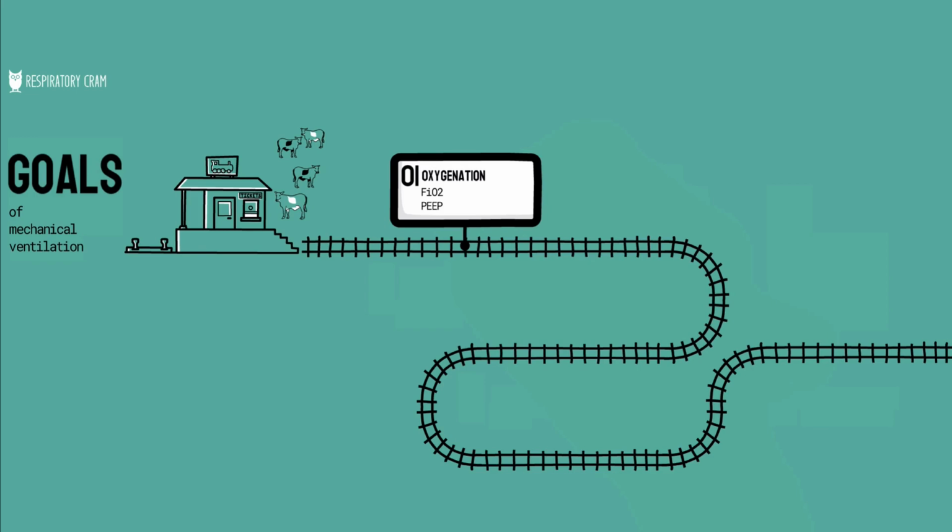So when you have atelectasis or collapsed alveoli for whatever reason, PEEP can be applied to increase the oxygenation of the patient by splinting open those alveoli that are collapsed. So oxygenation is our goal, and we can control that with the FiO2 and with the PEEP.